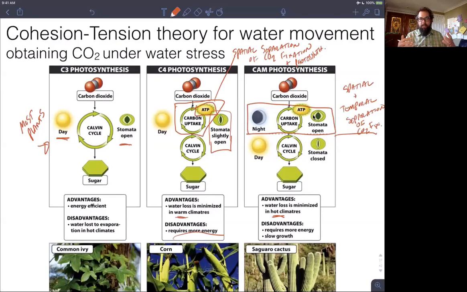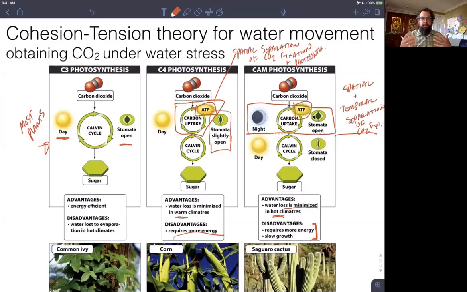It takes energy. So again, we still have ATP as part of this process. It takes that energy from the cell to fix that carbon, but it's done at night, and so we don't lose as much water at night. And then during the day, that carbon is shunted to the Calvin cycle, photosynthesis occurs, and sugars can be made. And so we have the advantage that water loss is minimized in these hot climates, but it requires more energy, and it's notoriously not as efficient of a process, and so we've got slower growth in what we refer to as CAM plants.